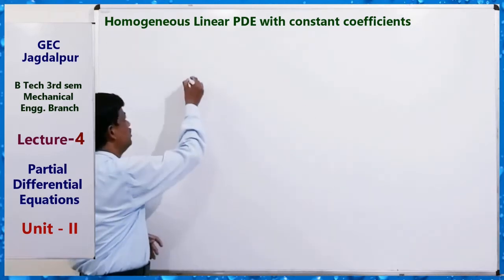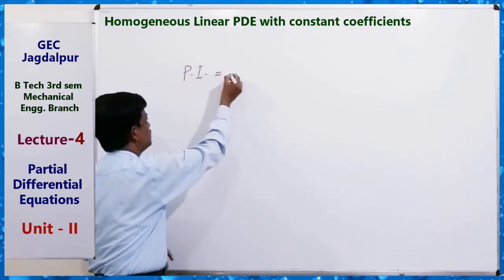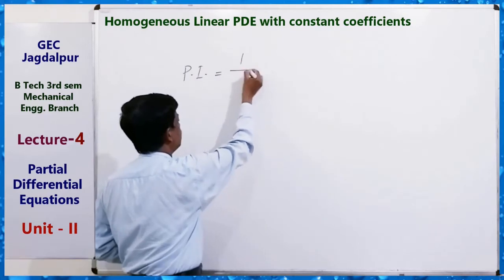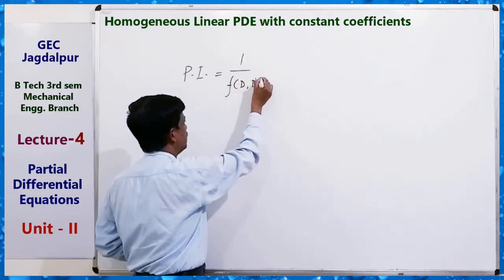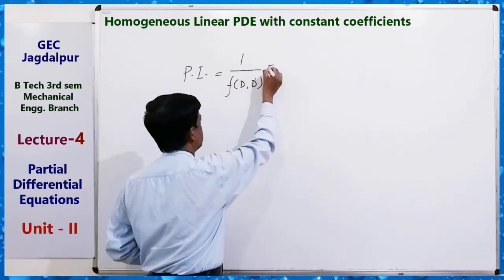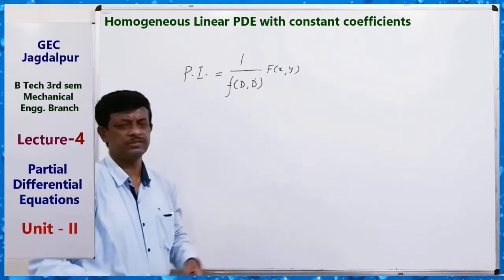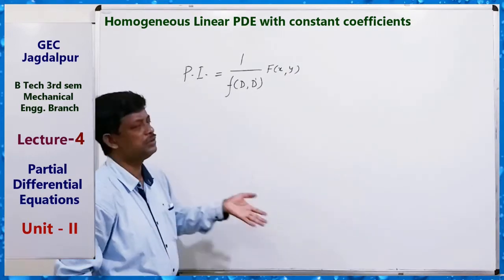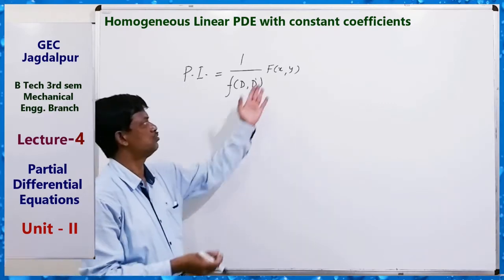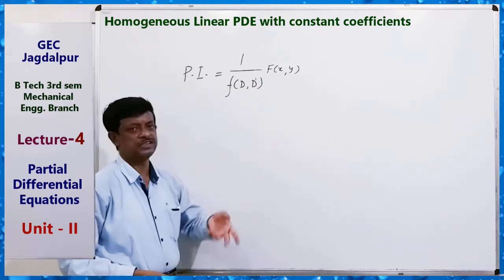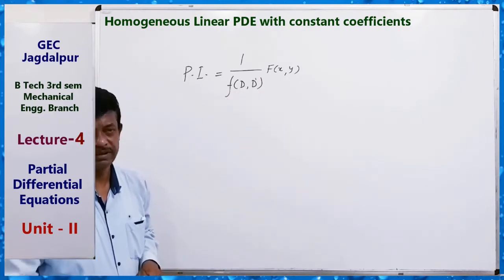PI, particular integral. Method of finding particular integral: that is 1 upon f of D, D dash, function of x, y. Just like an ordinary linear differential equation, PI equals 1 upon f(D) times f(x). Here it is a function of two variables, f(x,y). D means del by del x, D dash means del by del y.